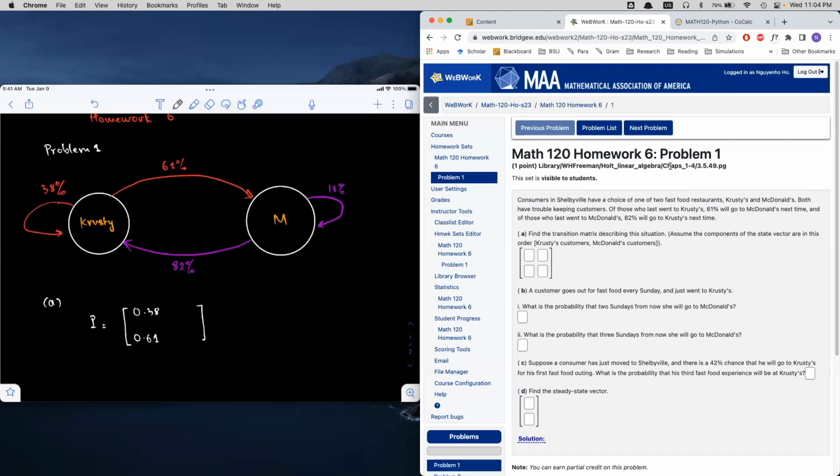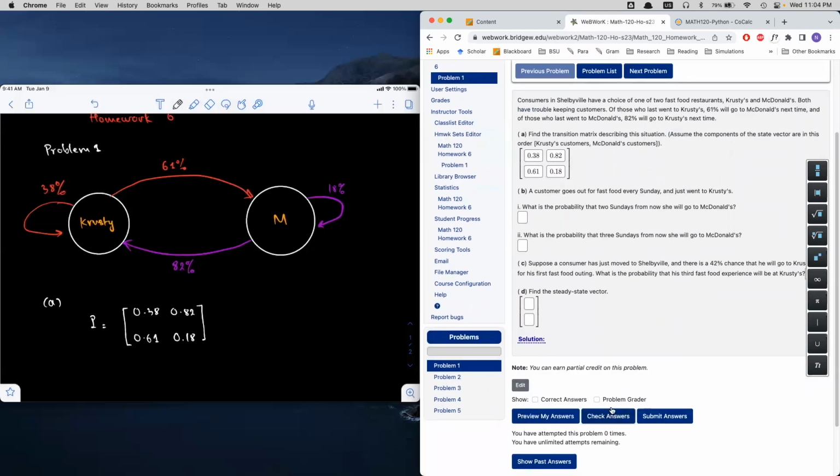So we're done with the Krusty state or state 1. Now we move on to state 2. Right? Of those who went to McDonald's the first time, there's 82% that will go to Krusty the next time. So that is 0.82. And there is only 18% of the customers will go back to McDonald's. So it is 0.18. So let's enter this information into our solutions page. So 0.38, 0.82, 0.61, and 0.18. Let's see what we got here. So check answer.